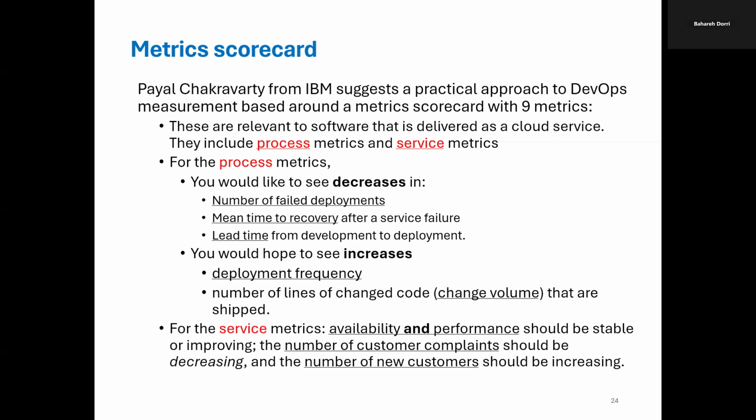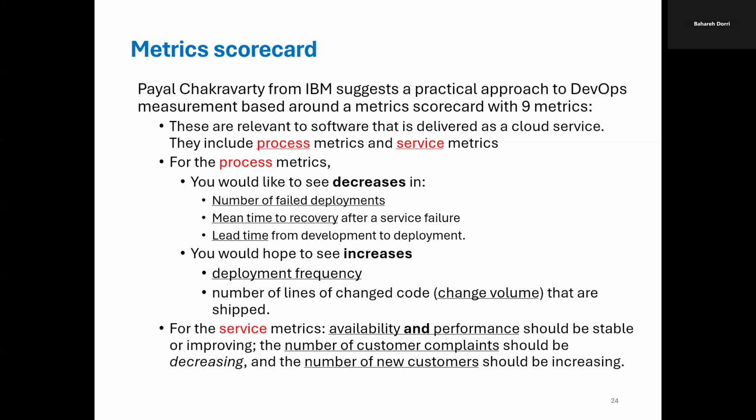And two things we want to increase: deployment frequency, which is how often we are shipping to production, and change volume, measured here in terms of how much code is getting delivered. The assumption is that healthy delivery teams are pushing out useful changes regularly.